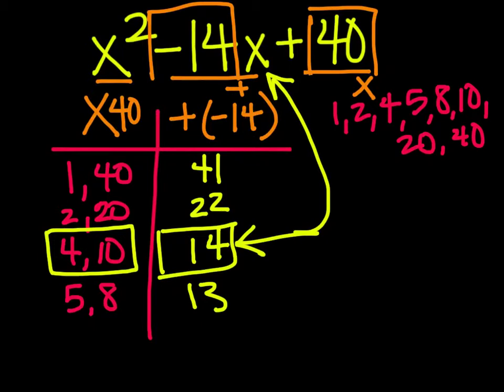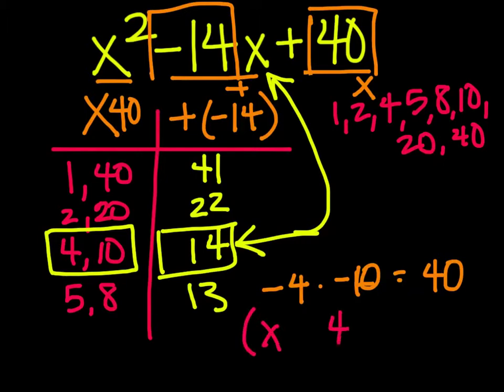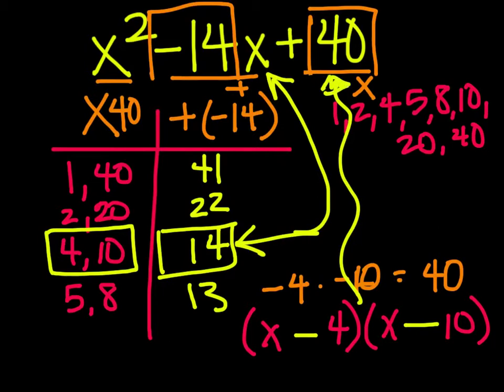Well, I also need to think, a way that I can get to 40 is saying negative 4 times a negative 10. For sure, that totally works. I get a positive 40 out there. A negative times a negative is a positive. So, in all reality, my final answer is not simply x and a positive 4. Instead, it's going to be x and a negative 4. So we're going to say x minus 4 times x minus 10 will get us back to this original equation.